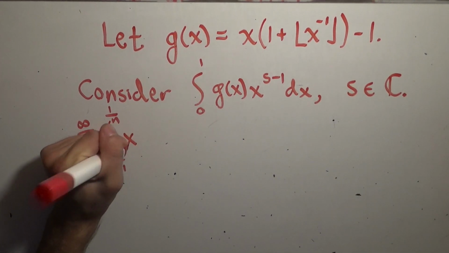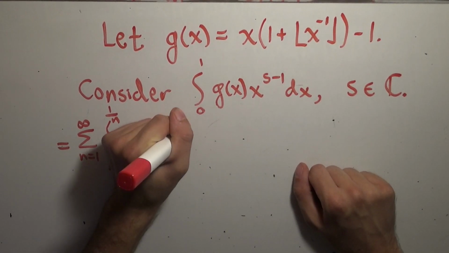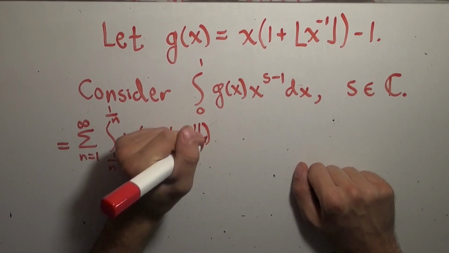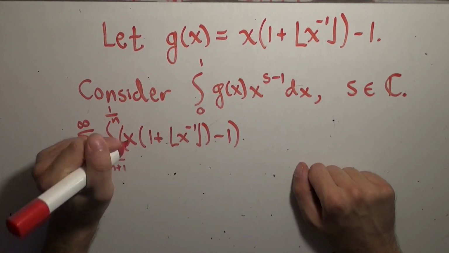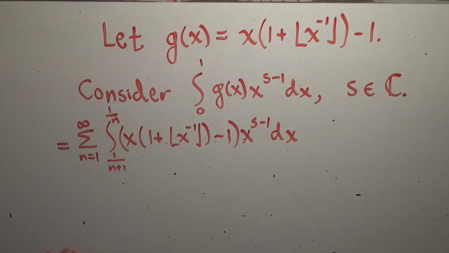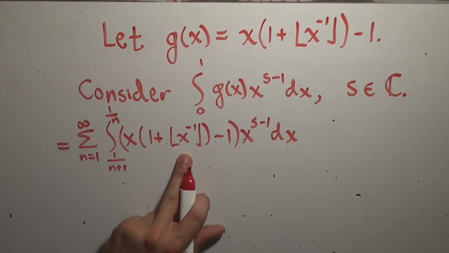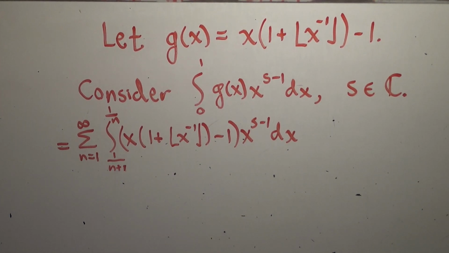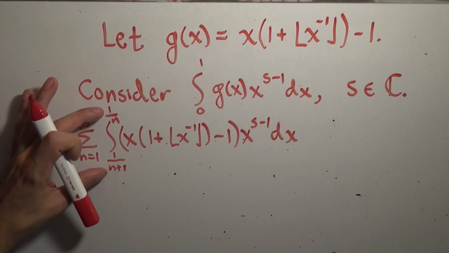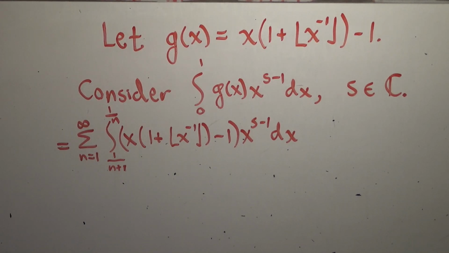So we have x times 1 plus the floor of x to the negative 1 minus 1, and that's all times x to the s minus 1 dx, right? But now let's consider what I was saying. So the floor of x to the negative 1, since that's the same as 1 over x, just like when the floor of x was, we were able to sort of let it be one of the values of the bounds because it sort of rounded down to those, we can actually do the same thing here.